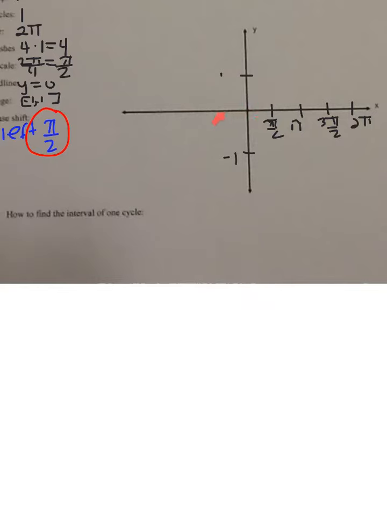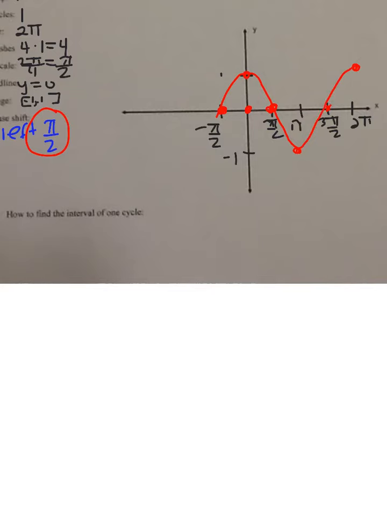So I want to go to the left by pi over 2, so I go to the left, negative pi over 2. It is a sine function. So normally we would start here with our sine function, but since we're shifting to the left, instead of starting here, I have to start here. And it's a sine, so it's going to go up to here, to 1, down, back to here, and then up, and it'll look like this.